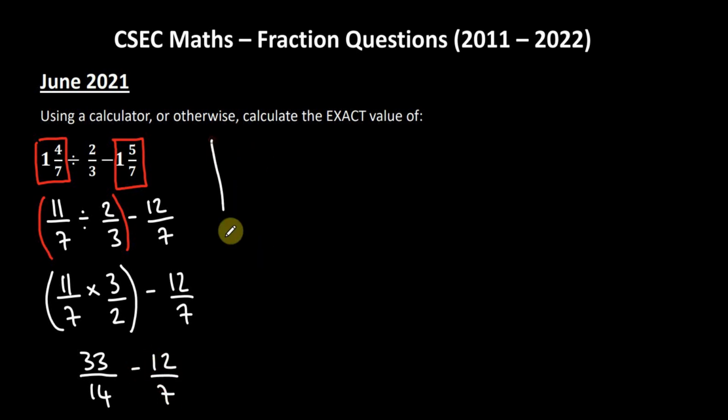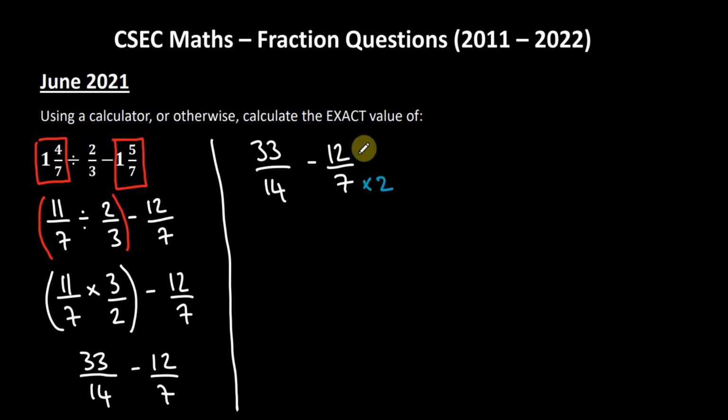And I'll continue on this side here. So I have 33 divided by 14 minus 12 divided by 7. And I won't use the LCM for this one. I'll just use the concept of equivalent fractions here. So I'll ask myself, what number can I multiply 7 by to get 14? That's 2. And I'll multiply the numerator by the same number, just to ensure I'll end up with an equivalent fraction.